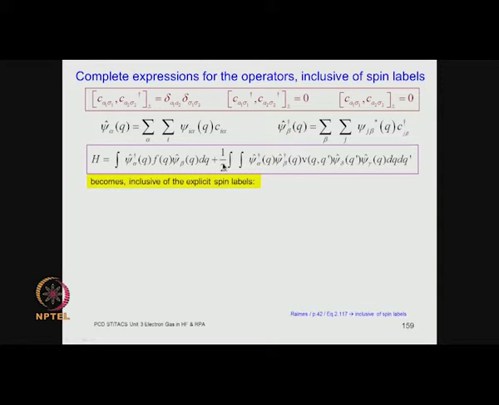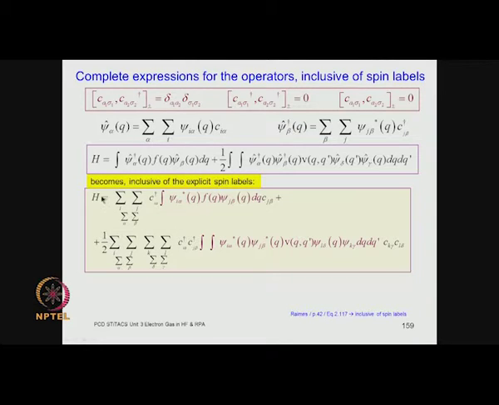You can write the Hamiltonian, which we had written without explicit indication of the spin label, but now inclusive of explicit spin labels. So, this summation over i, j is over the one-electron states, and then there is an explicit summation over the spin labels alpha, beta. So, the C_i alpha dagger and C_j beta are the corresponding creation and destruction operators. So, it is the same Hamiltonian, but now we have written it fully explicitly inclusive of the spin labels.